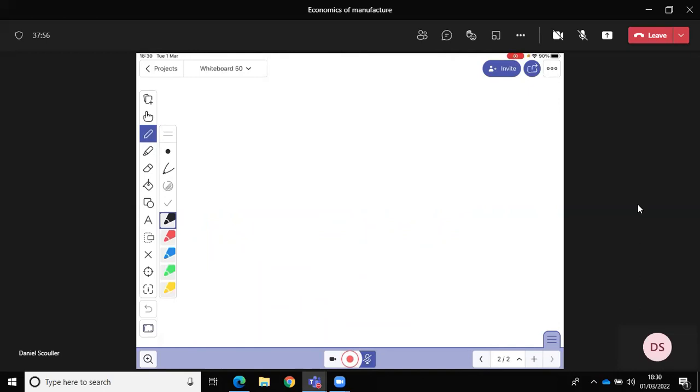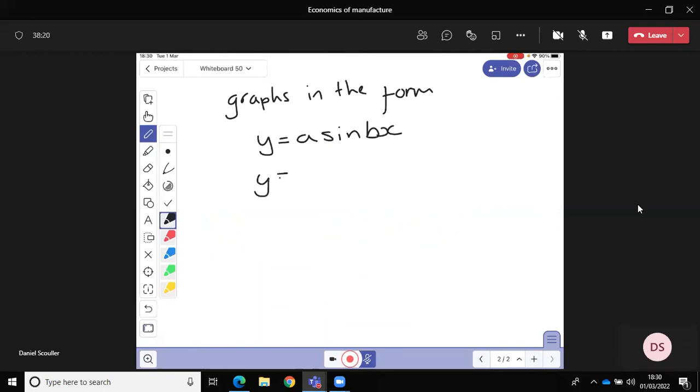So tonight, the first thing we're going to look at is graphs in the form of y equals a sine bx.